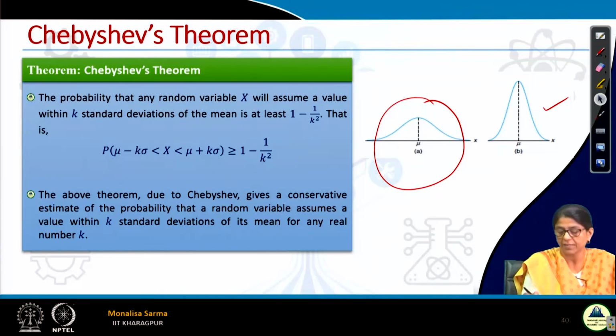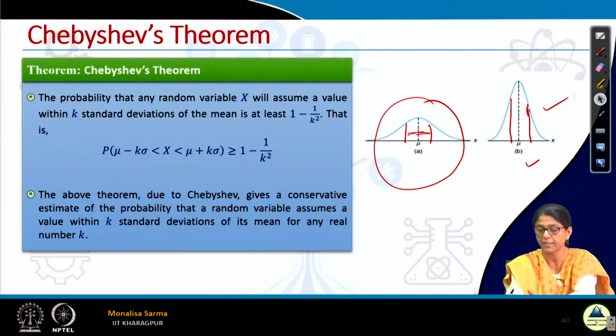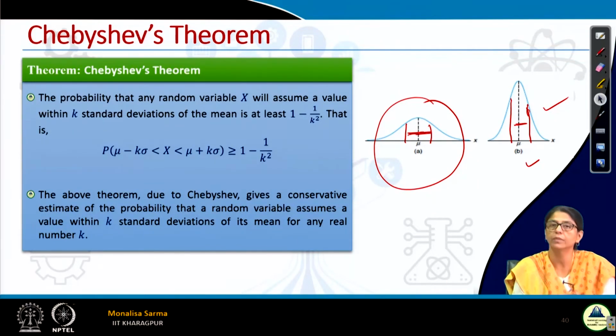Suppose I am interested in finding out, in a random experiment for any particular event, the probability that my value will lie in this interval, some distance from mu. Similarly, I consider the same distance from mu. What is the probability of a value lying in this interval? In this case, my probability of lying in this interval will be high compared to this probability distribution.